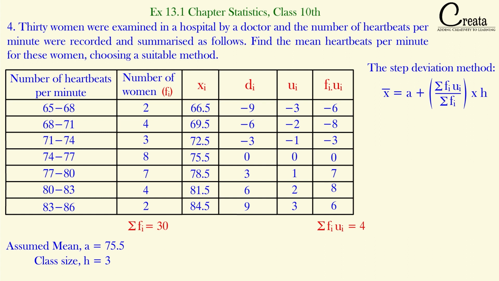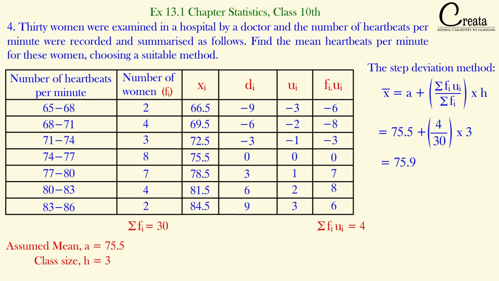No need to add all these values of fi. If you refer to the question, it is given that 30 women were examined in the hospital. So the number of women is 30, that is, the sum of fi will be 30. Got it? And what is A? That is the assumed mean, it is 75.5. And h, that is the class size, is 3. Let's put in the values and solve it. We got our answer, that is, the mean as 75.9. This is the answer. The mean heartbeats per minute is 75.9.